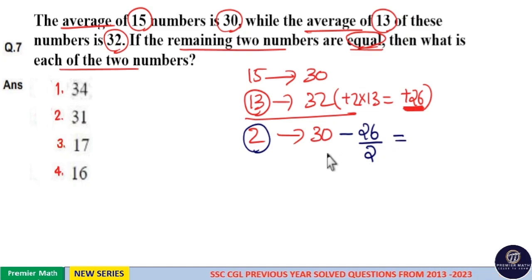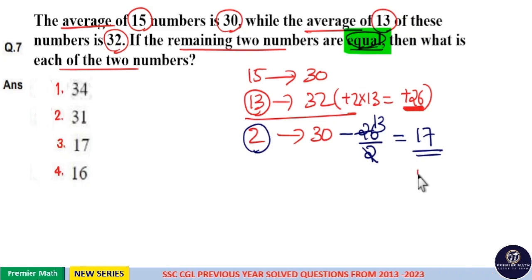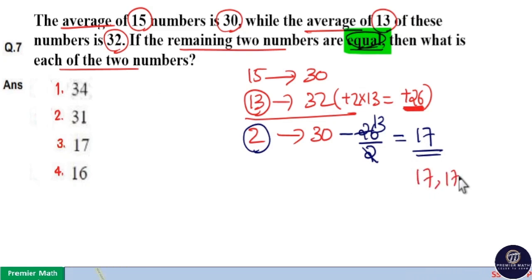Now, average is equal to 2 goes 13 times in 26. 30 minus 13 is equal to 17. So, the average of two numbers is 17, which means the two numbers sum to 34. That is, here the remaining two numbers are equal. So, if the two numbers are equal, each of them is 17. So, option 3 is your answer.